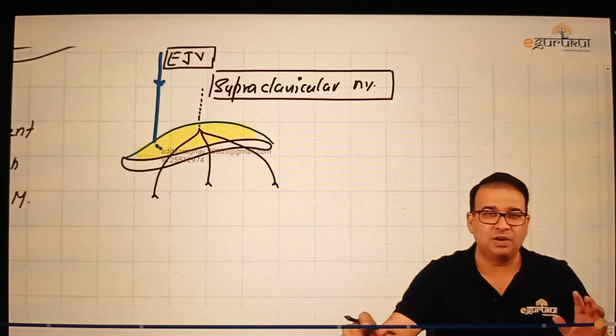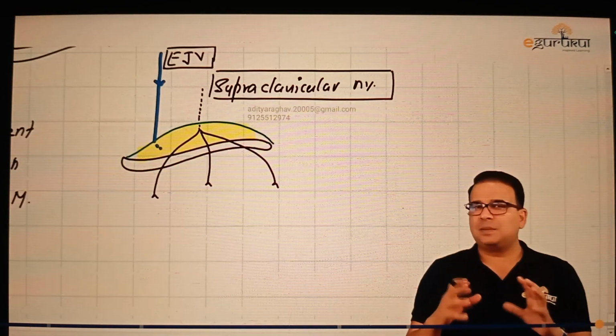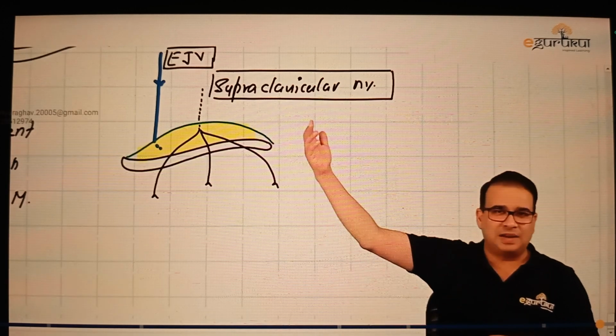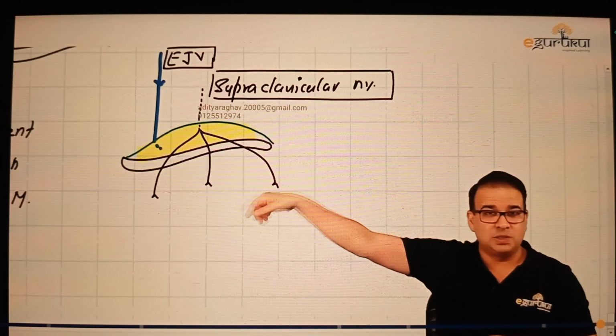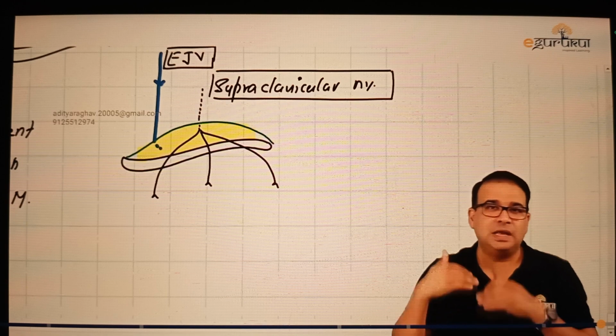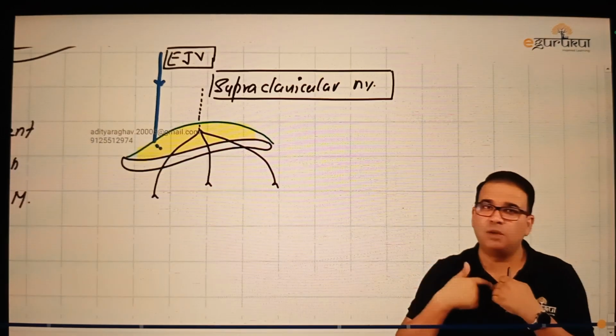Now this supraclavicular nerve is very, very important. Why? The name and the supply do not correspond. We call them supraclavicular nerves because the origin is above the clavicle, but ultimately the branches come below the clavicle. So the skin supplied by the supraclavicular nerve is below. The name is supraclavicular, but the skin supplied by the supraclavicular nerve is all below the clavicle.